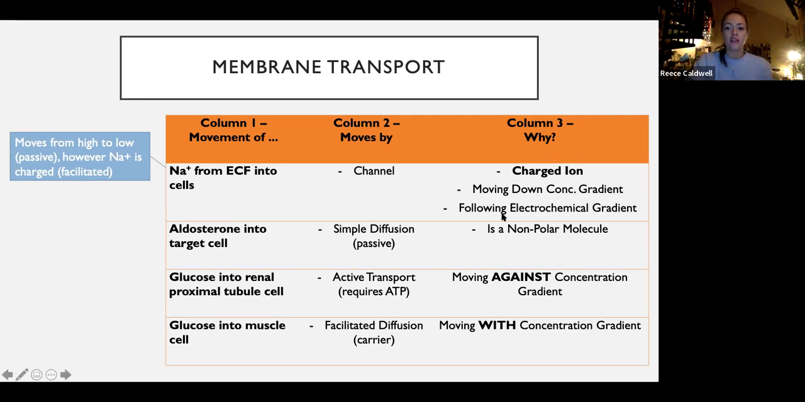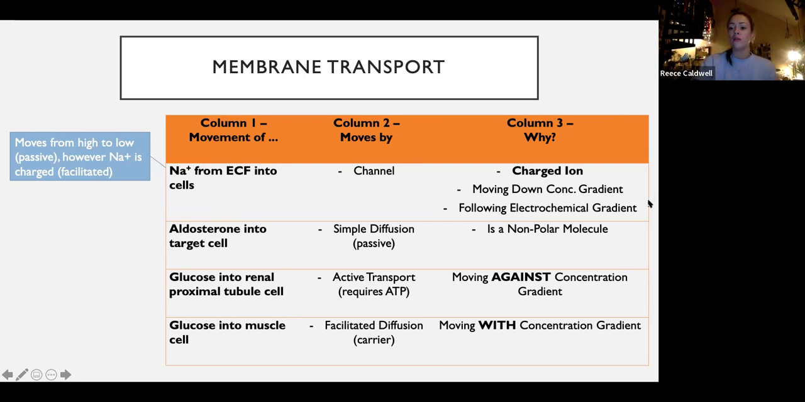We also see that it's following its electrochemical gradient, and this is another one of the answers, kind of the main answer that you need to know. And we won't go too far into this. You may not even see it on the exams, but I did want to clarify it just in case. What we're talking about when we say following the electrochemical gradient is we're talking about how sodium ions are positive. And if you remember back to basic biology, like charges repel. So positive repels positive, positive and negative attract, positive and positive repel.